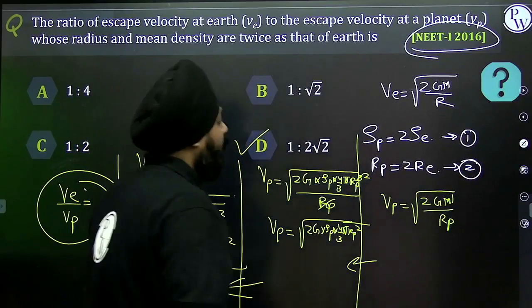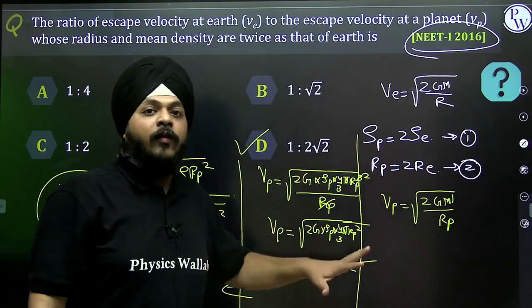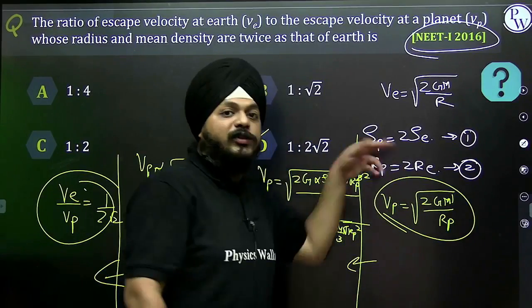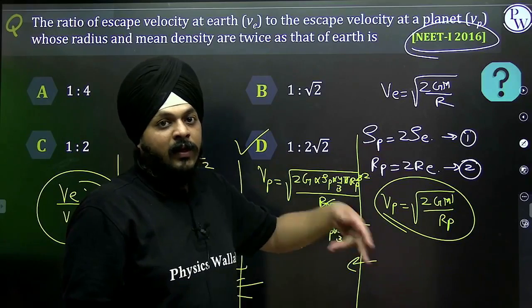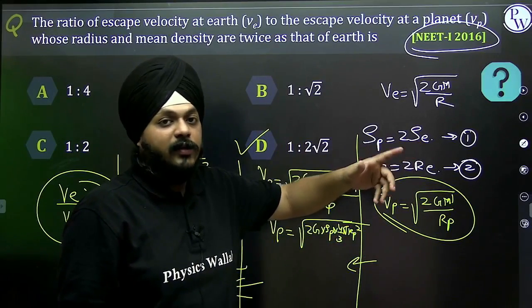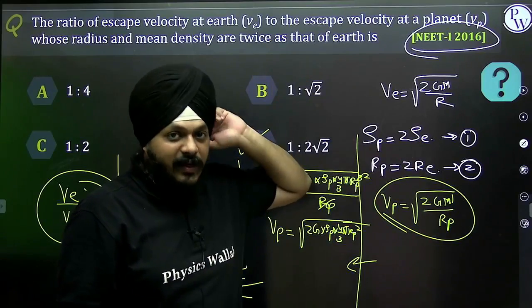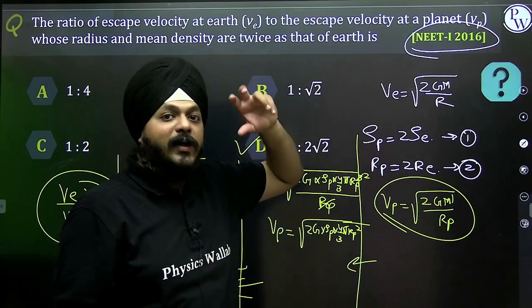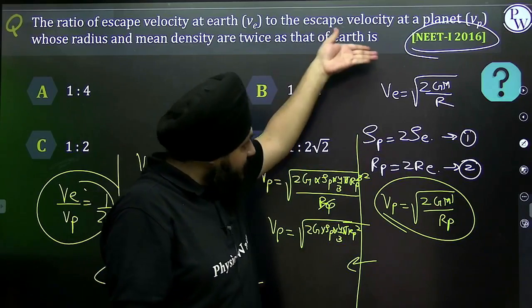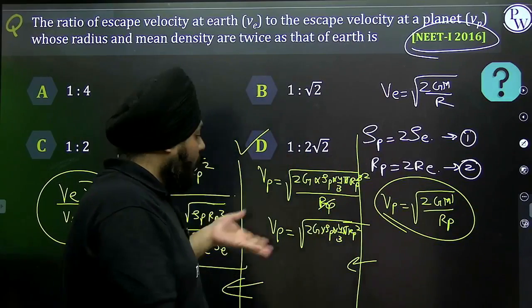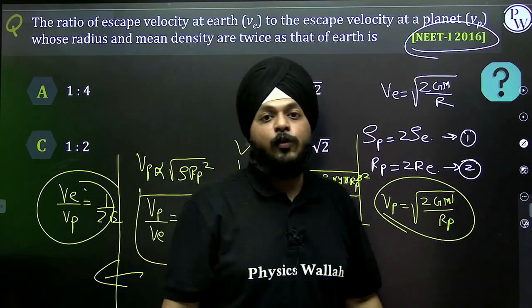This is one of the applications of the work energy theorem. Why? Because this formula we already derived using the work energy theorem. Escape velocity is a special case application of the work energy theorem, and that formula is derived separately. But suppose that concept has not been taught, then first you need to apply the work energy theorem here, then obtain the formula, and then move on to the evaluations and reach the results.